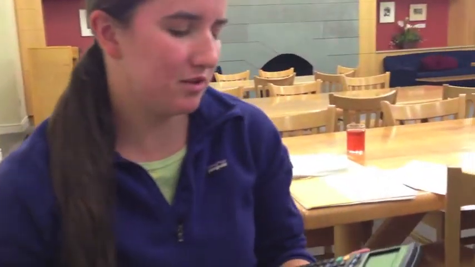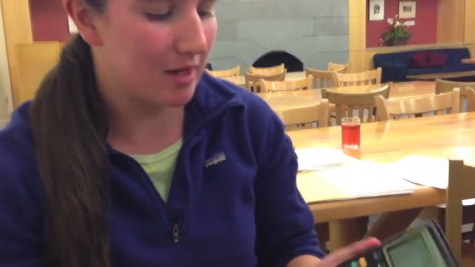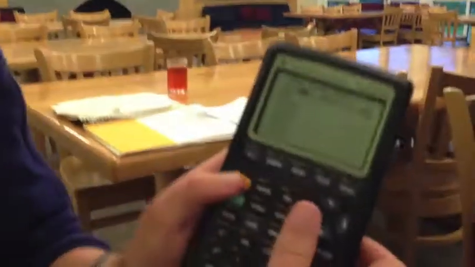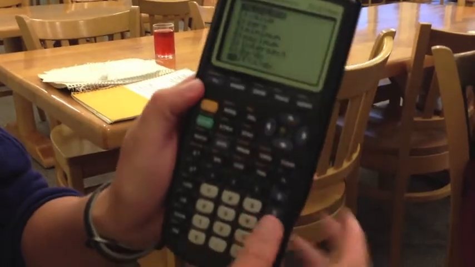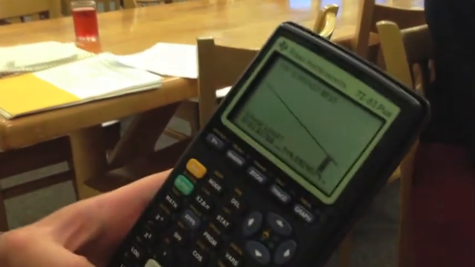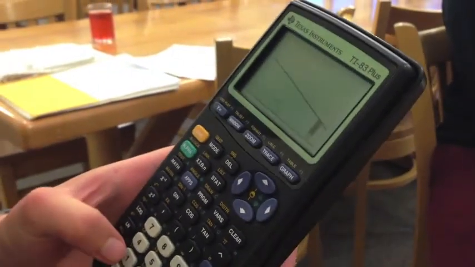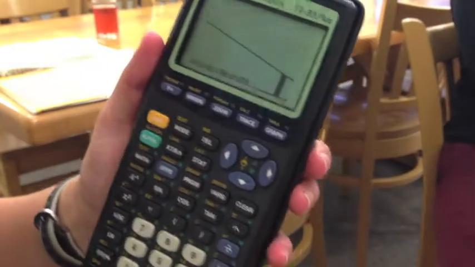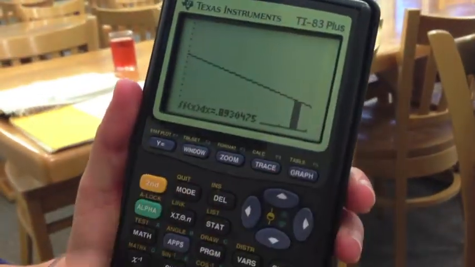To integrate the model we made, we put the function into y1 on our calculator, and then we went to second calc 7, which is the integration, and we put in our lower limit, in this case 12.43, and our upper limit, 12.62. That gave us the integral for this section of the graph, which was 0.89. We did that for each section of the graph that we modeled and added them together, which gave us our final integral.